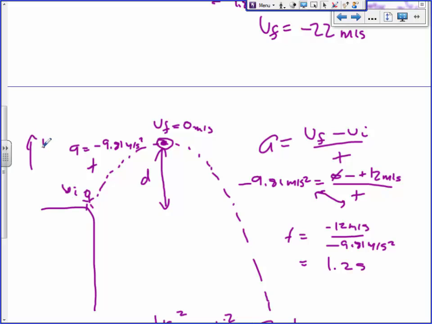We define positive as being up and negative as being down. Should our distance be a positive number? That would make sense, wouldn't it? If we had a distance that was a negative number, then that would have gone downwards there.